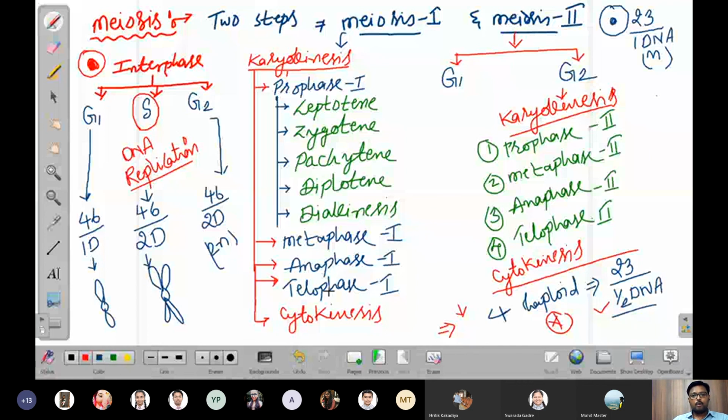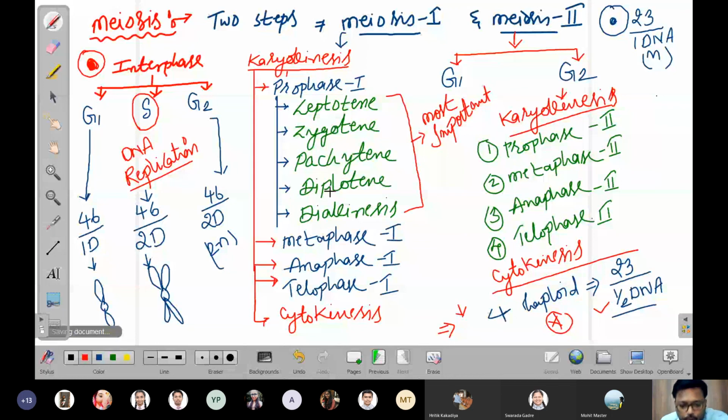And which is the most important phase in this? These ones, most important, because whatever recombinations take place happen here only, and whatever variations are produced in sexual reproduction are because of this prophase 1 only. So these are the most important phases: leptotene, zygotene, pachytene, diplotene and diakinesis. Hope all of you understand this.